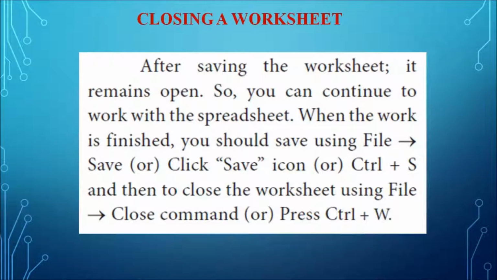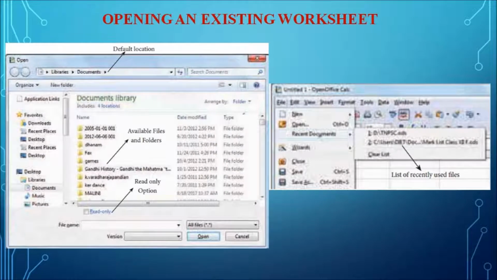Next one is closing a worksheet. After saving the worksheet, if the user wants to continue the work, the user can continue working in the spreadsheet. In case the user wants to close the worksheet after saving the document, the user can first save the worksheet, and then select the option from the File menu. From the File menu, the last option will be Close. The user can select Close, or press Ctrl plus W, the keyboard shortcut key for closing the worksheet.